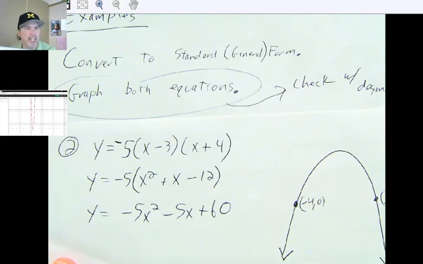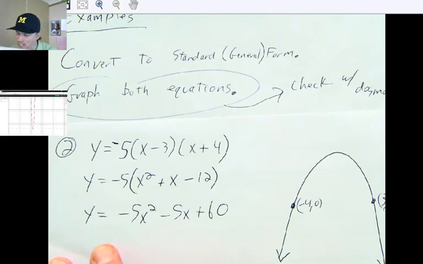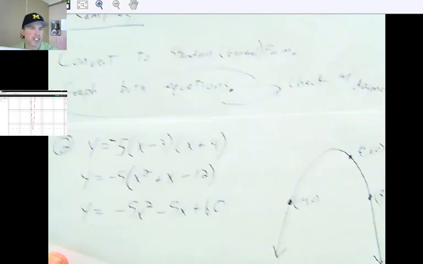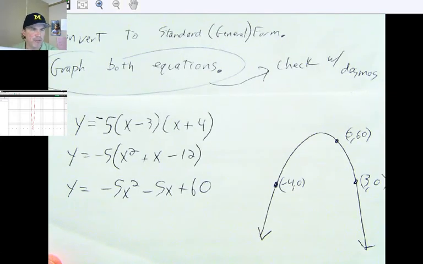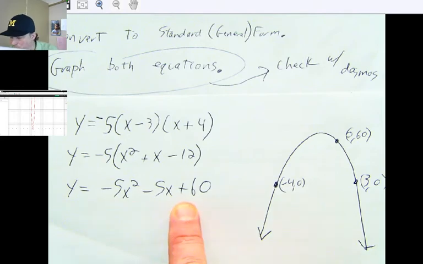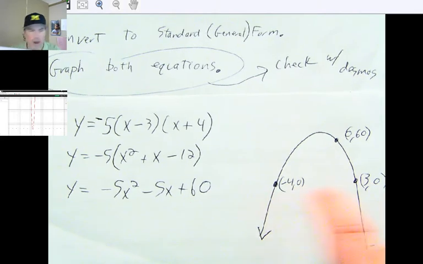And then same thing, I need a secondary point, and standard form is really nice for plugging in 0. If I plug in 0 for x, out is going to pop 60. So that means that this point, let's see, up here, that would be roughly -0.5, so 0 would be at about here. So 0, 60. So this is my graph, and now using Desmos, I'm going to type this equation in, and I'm hoping to get this graph.